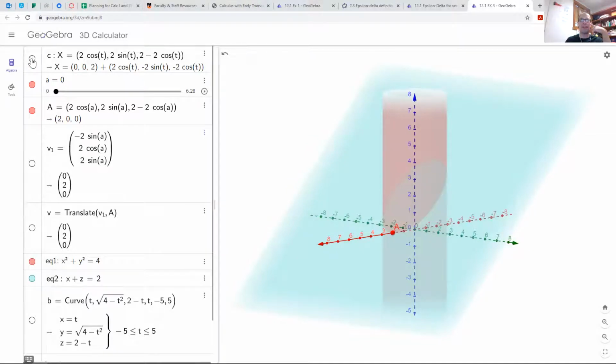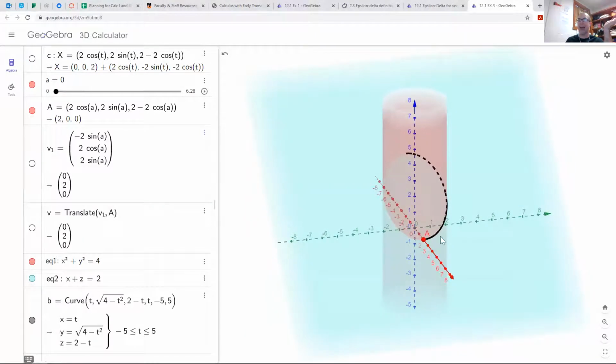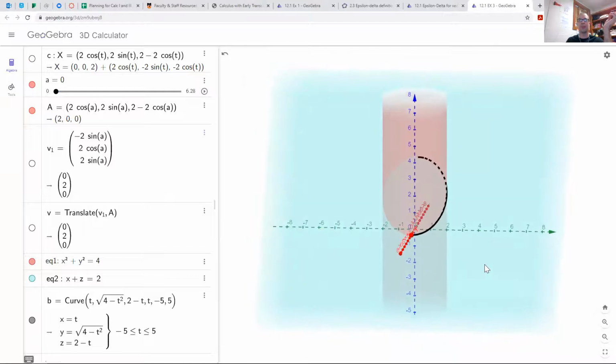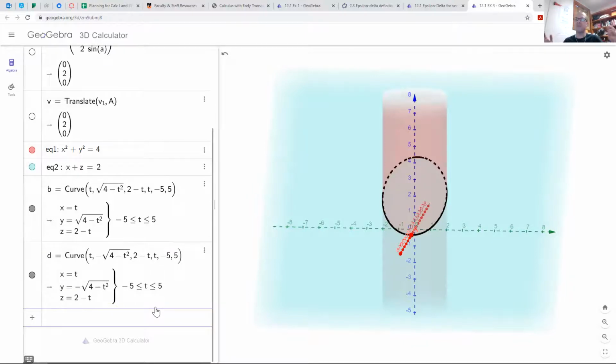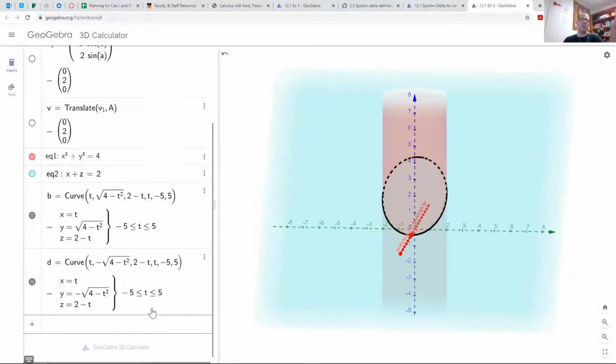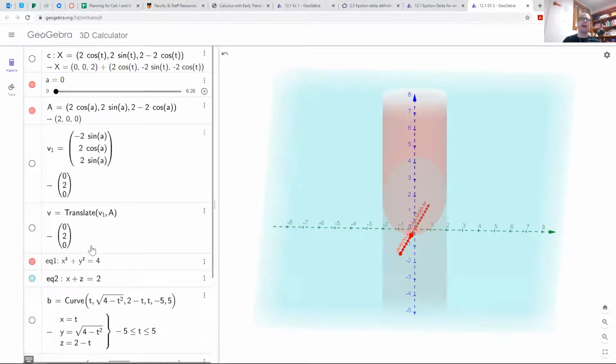If I get rid of this one, this is the alternate parameterization that we found earlier with the t and the square root of 4 minus t squared. Notice that we only get half of that ellipse that we wanted. I suppose I could duplicate that and put a minus sign here and get the other half. But you kind of have to use 2 curves to accomplish the same thing that you could do with 1 up here. So yeah, that one's a little bit more elegant. Yeah, so that's cool.